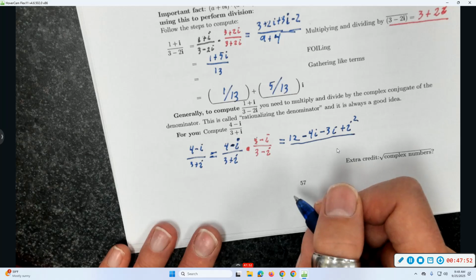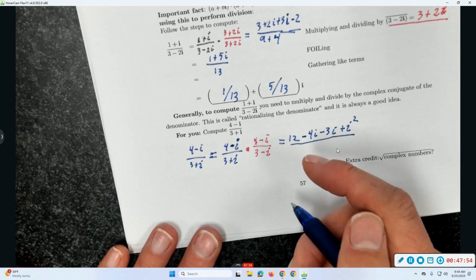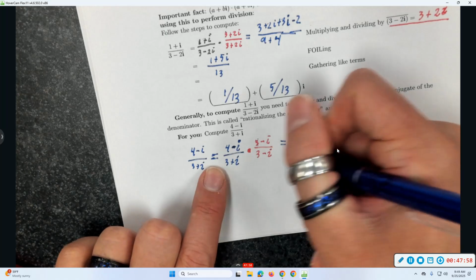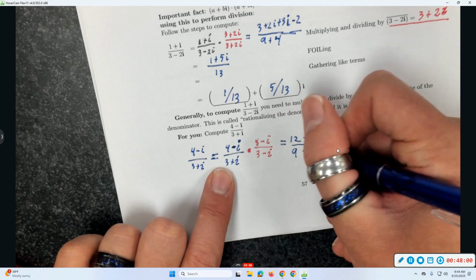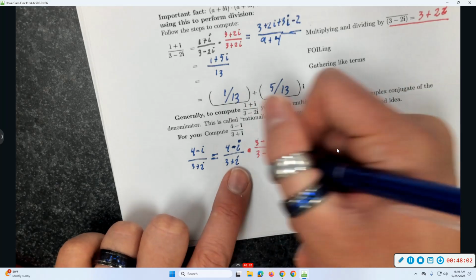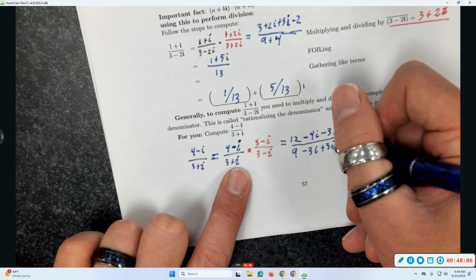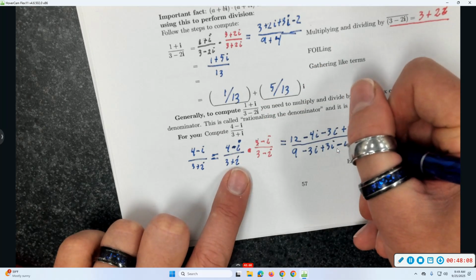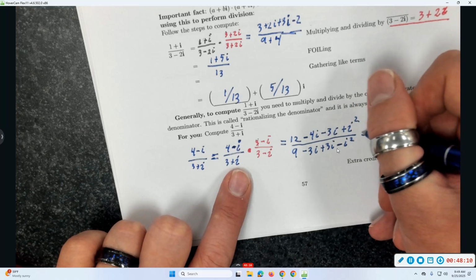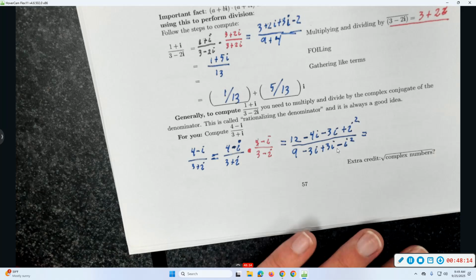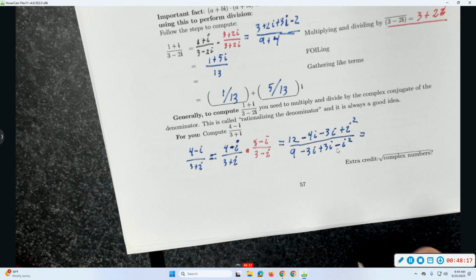Denominator. On the one hand, maybe you just know by glancing at it that it should be 10, but let's actually do it. 3 times 3 is 9. Outside is minus 3i. Inside is plus 3i. Last is minus i squared. Feel pretty good? I know the hard work's done, now it's combine like terms.